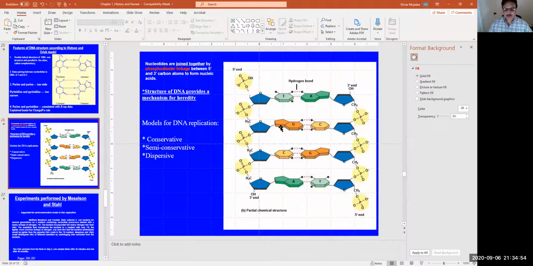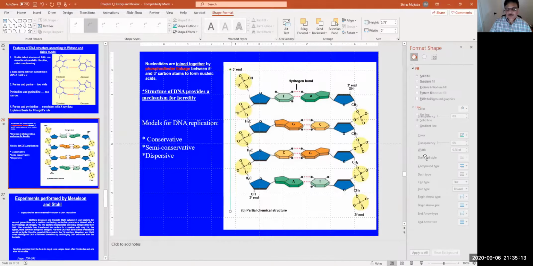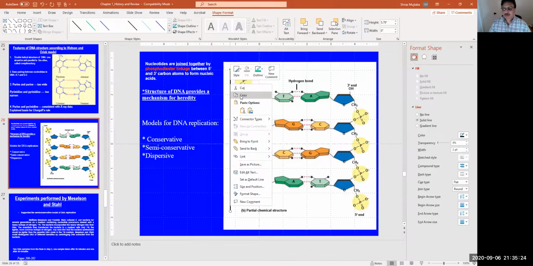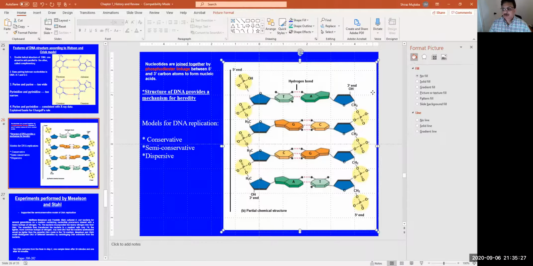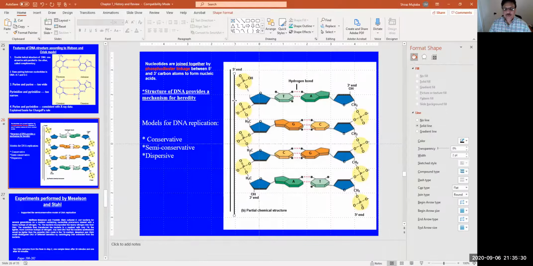Here also, same thing. As I mentioned to you, DNA is an antiparallel strand. Why antiparallel? It is because of the orientation of the strands: one strand goes from 5' to 3', and the other strand goes from 3' to 5'.